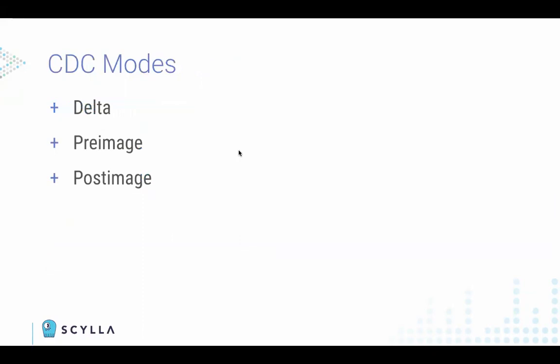CDC actually works in a few different modes. It can store just the delta, the change that is happening to the data, or it can also store the pre-image, the state of data before the change, or the post-image, which is the state of data after the change. Let's look at some examples of each of them.